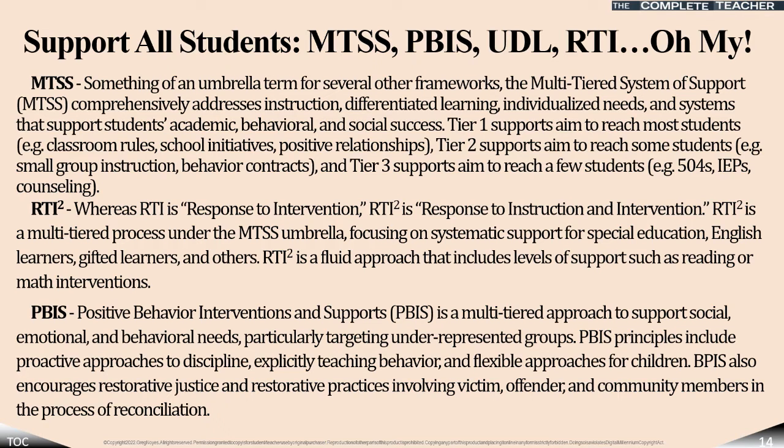Tier 1 supports aim to reach most students, for example, having classroom rules, school initiatives, positive relationships in general. Tier 2 supports aim to reach some students that need it, such as small group instruction or behavior contracts. And Tier 3 supports aim to reach just a few students. Think 504s, IEPs, counseling, one-on-one.